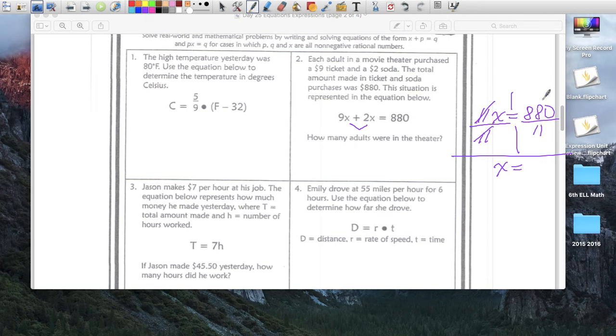880 divided by 11. Okay, so we're going to divide 880 by 11, and that's going to give us 80. And that's our answer, x equals 80.